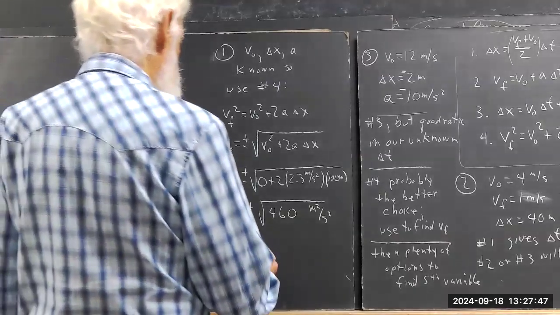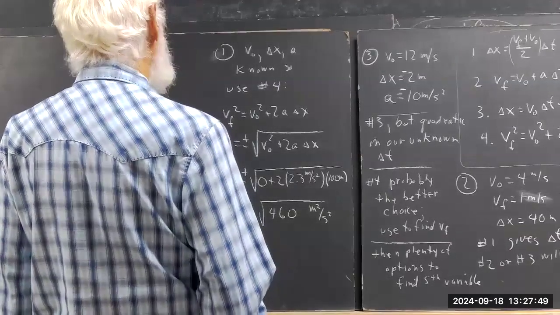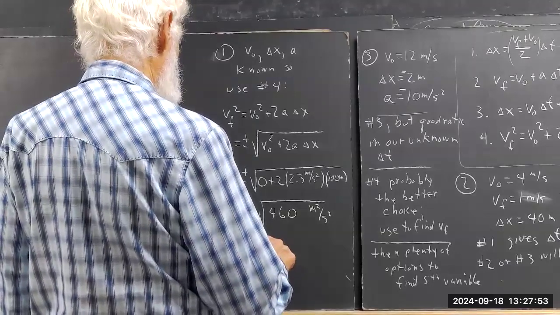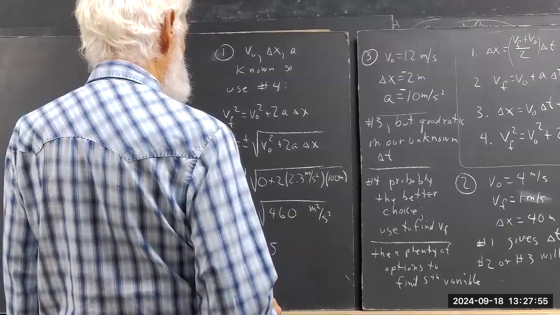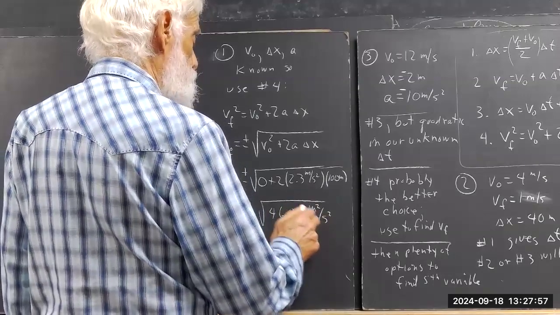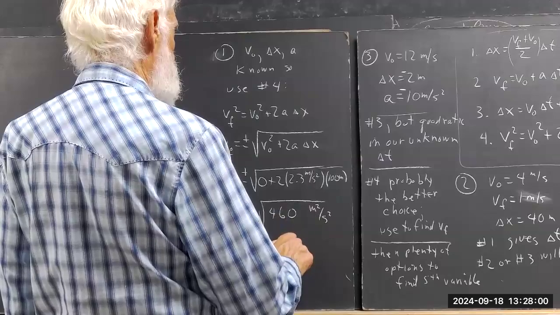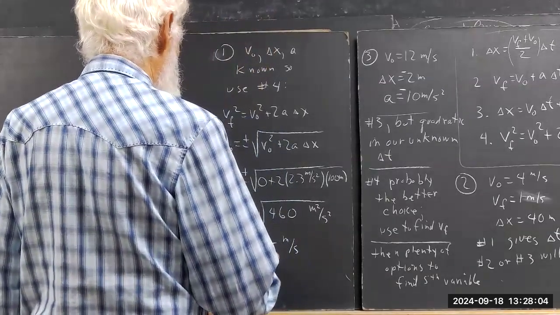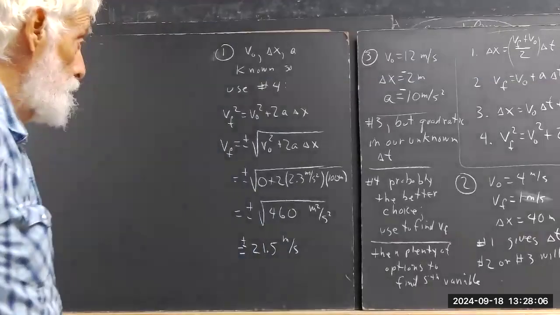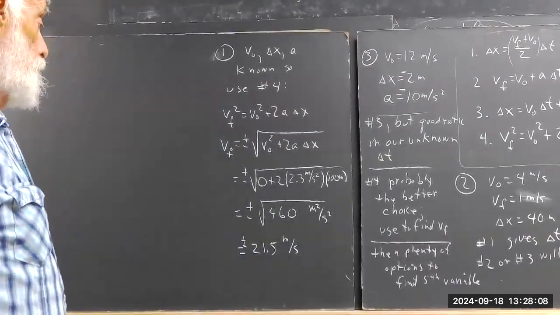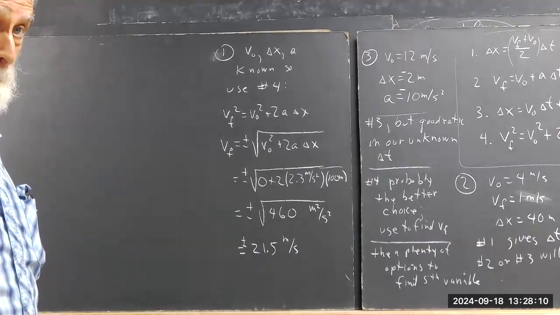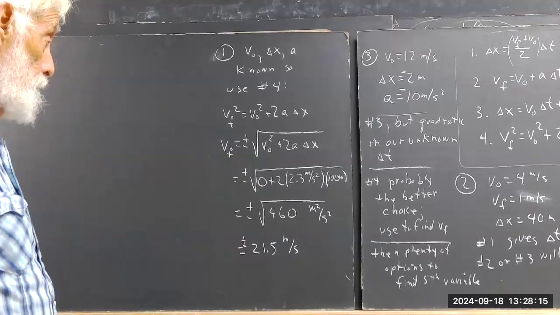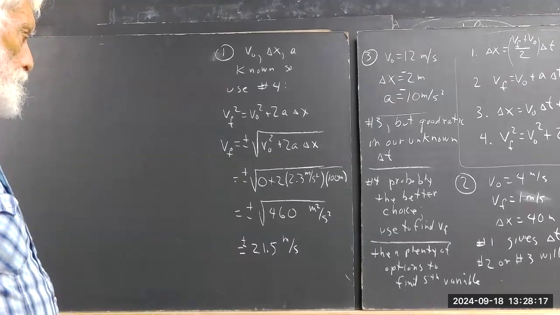Okay, now, what's the square root of 460? It's pretty close to 21.5. And the square root of meters squared over second squared is meters per second. That's plus or minus 21.5 meters per second. Okay. That could be off by 0.1, nothing to worry about there. Now, wait a minute.